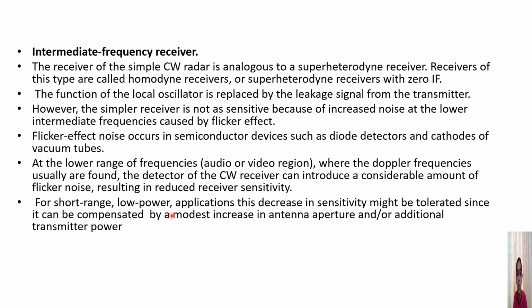For a short range, low power application, this decrease in sensitivity might be tolerated, since it can be compensated by some increase in, say, additional transmitter power or antenna aperture, etc. So if the application is for low power, we can incorporate this type of simple receiver. No need of taking the superheterodyne receiver with local oscillator, IF amplifier, etc. But if we are going for a very long range or high power application, it is mandatory that we require a superheterodyne receiver with a non-zero IF.